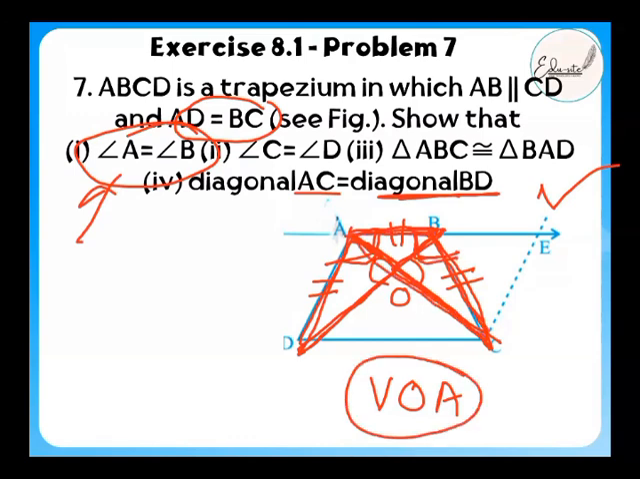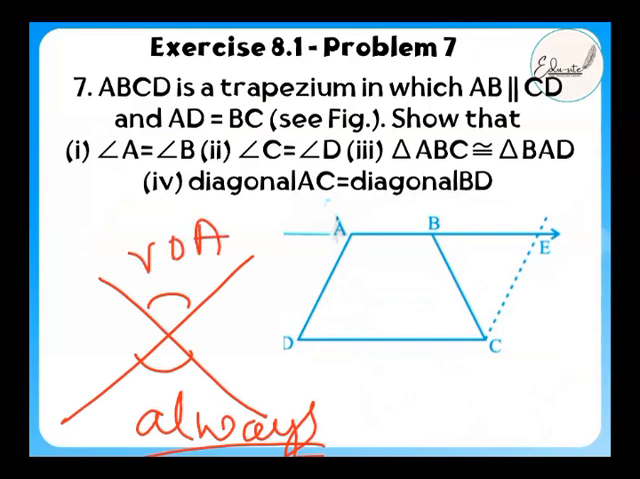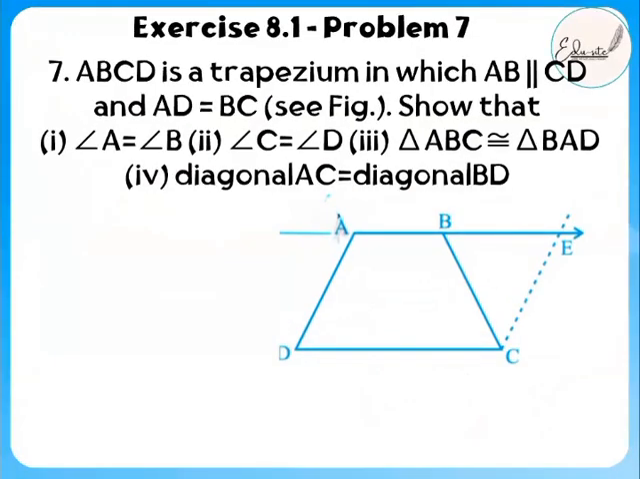VOA is also applicable. You can also use vertically opposite angles. That is also a reason. If there is any X, then this and this are always equal. I've already told you in the first class of the triangles. Do you remember? So with that, we can use the postulate of two sides and one angle. Yes, SAS postulate, and that will be sufficient.